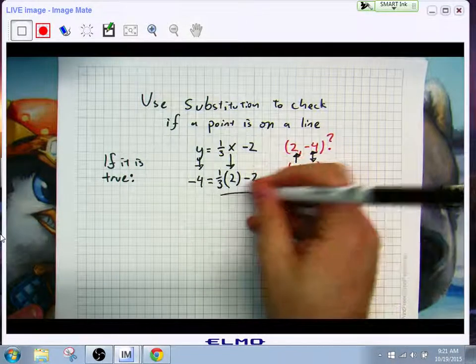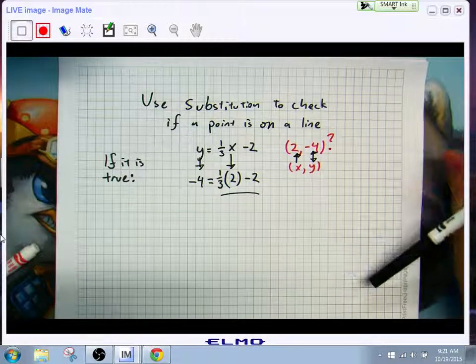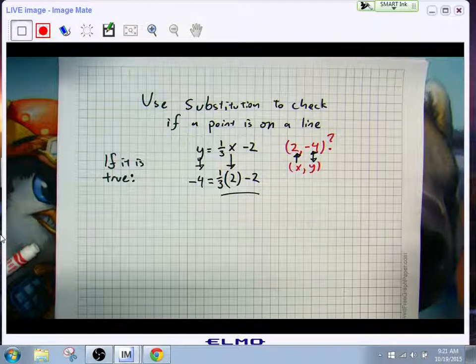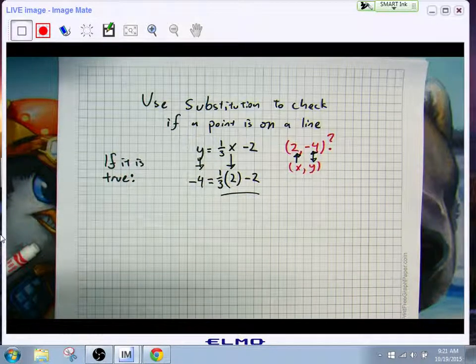So this side would have to equal negative 4. And what does that mean about the relationship between the point and the line? That means that the point would be on the line. Absolutely. So if the point does match up, then it's going to be on the line. So we're going to go ahead and do that.